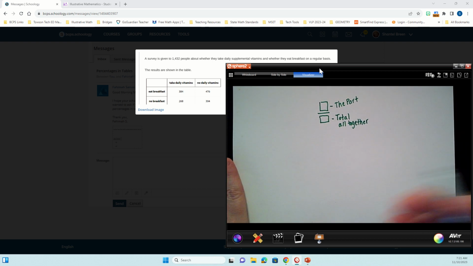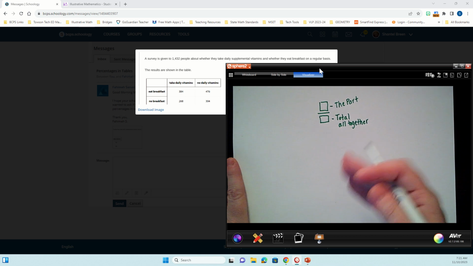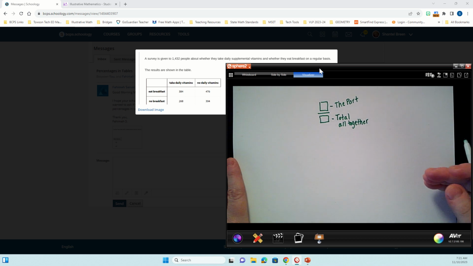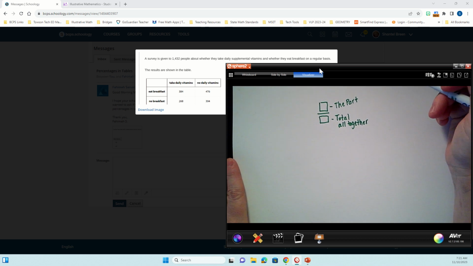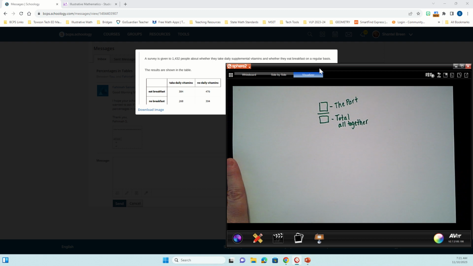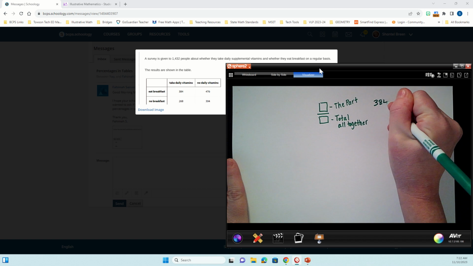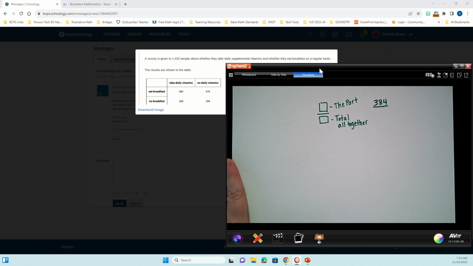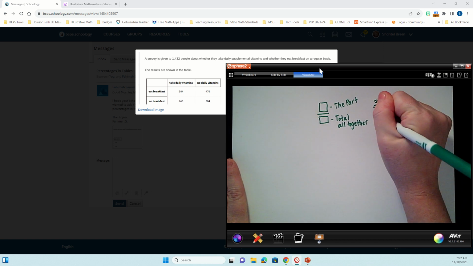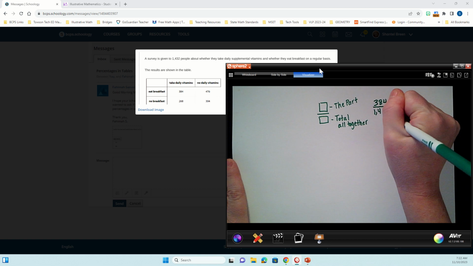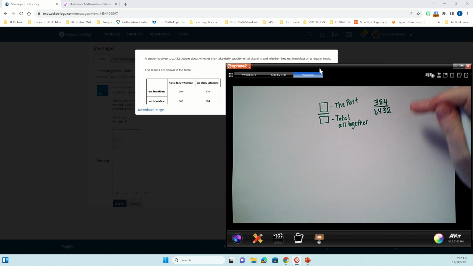So we would say the number of people who eat breakfast out of 1,432. Let's take a look at just eat breakfast. If I go across that table, 384 people eat breakfast and take daily vitamins. So the part would be 384, and the total is the number of people surveyed. That is our numerator and our denominator.